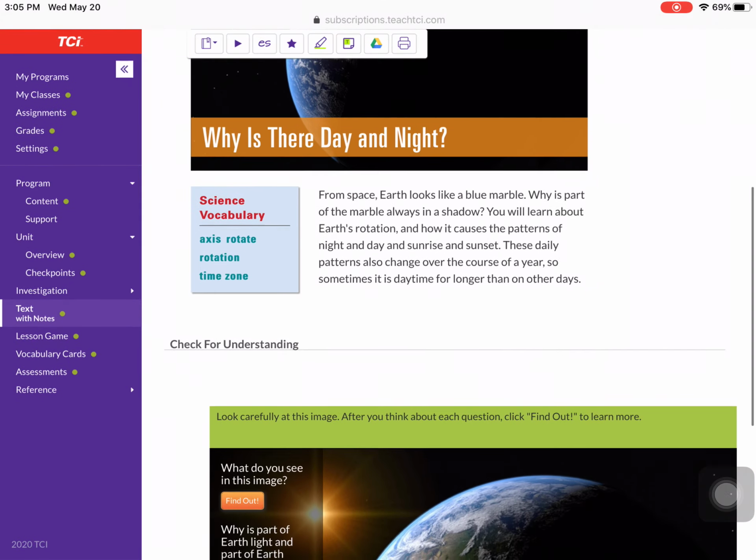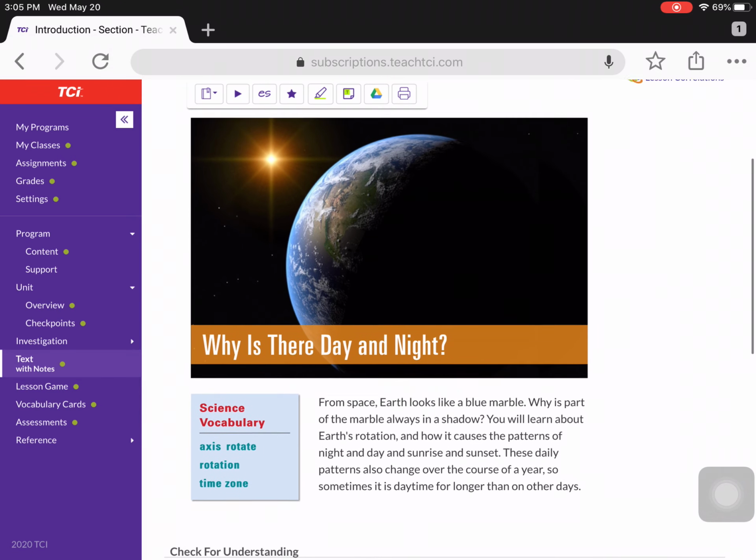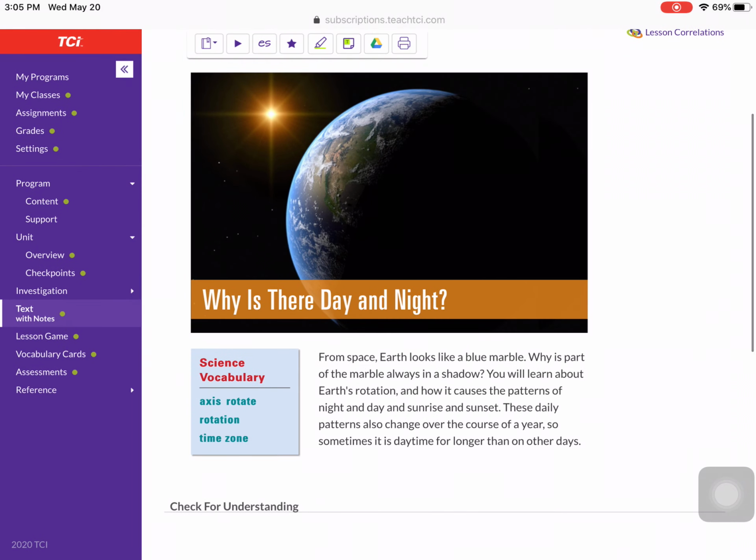So, without further ado, we're just going to jump right into it. So, why is there day and night? First section. From space, Earth looks like a blue marble. Why is part of the marble always in a shadow? You will learn about Earth's rotation and how it causes the patterns of night and day and sunrise and sunset.